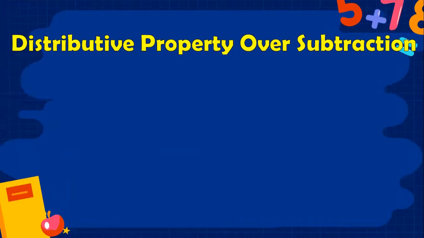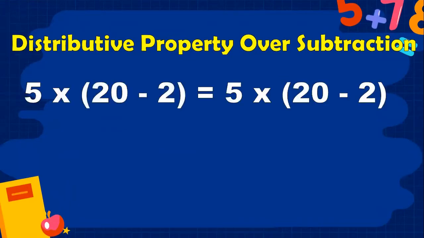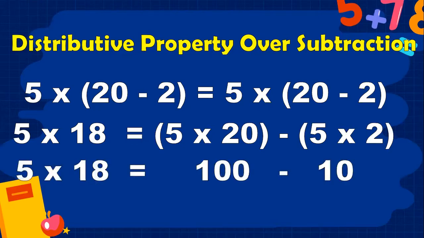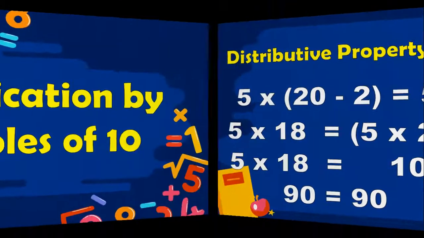Another is the distributive property over subtraction. So 5 times the group of 20 minus 2. That is 5 times 18, equal to 5 times 20 minus 5 times 2. 5 times 18 is equal to 100 minus 10. 5 times 18 is 90 and 100 minus 10 is 90. So, the products are the same.